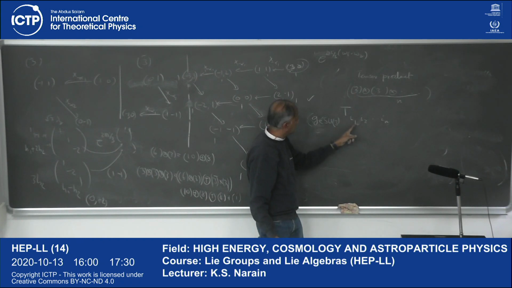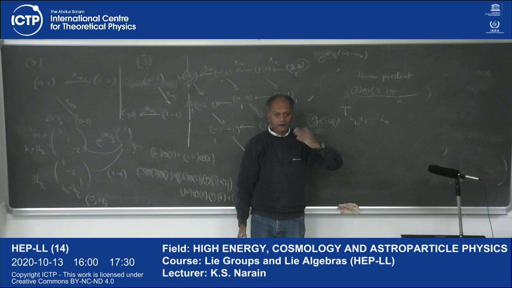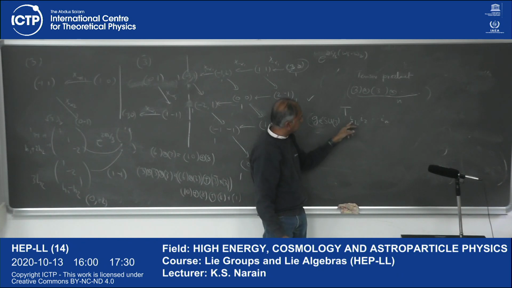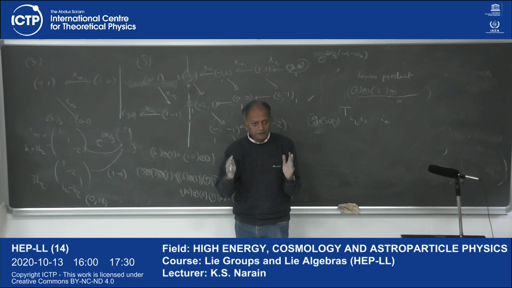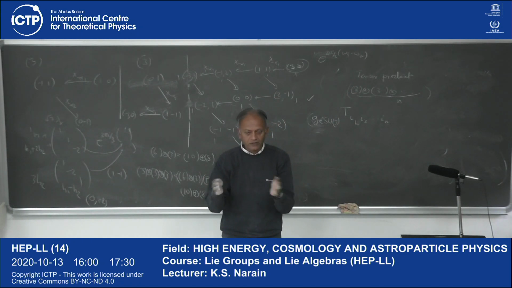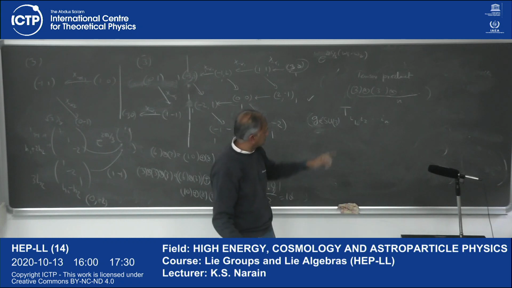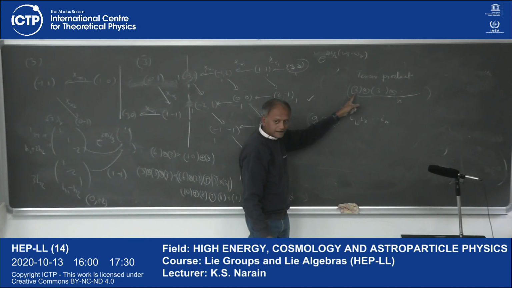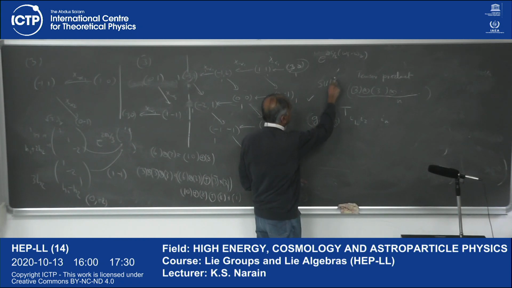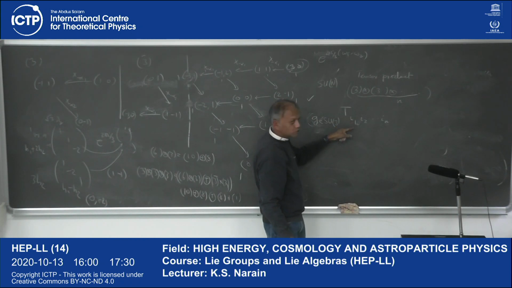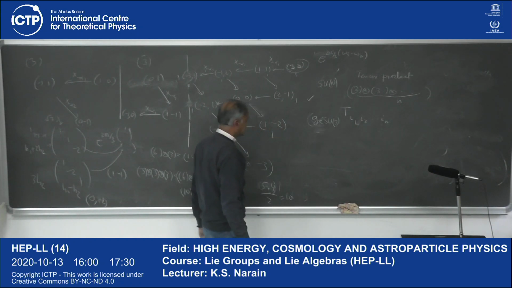In the SU2 case, I1, I2, etc. will be 1 or 2. Whatever the range is, the indices will be in that range. If you take SUN, then it will be an n-dimensional representation. The fundamental defining representation is an n by n matrix, so it will be n-dimensional. In that case, the indices will go from 1 to capital N, each of them. That's the idea.